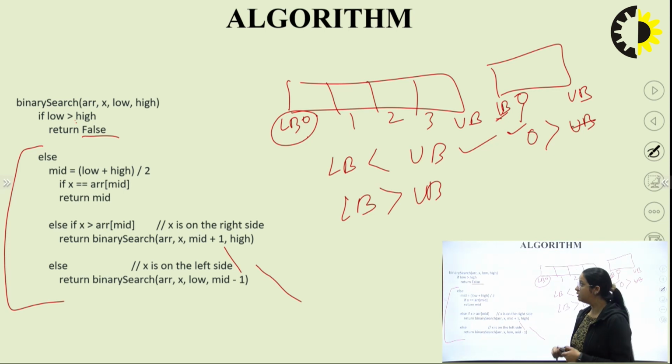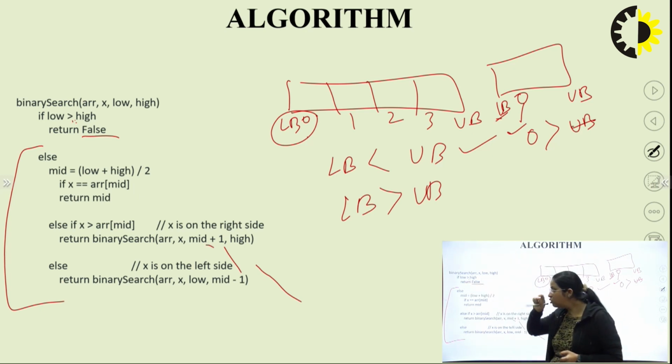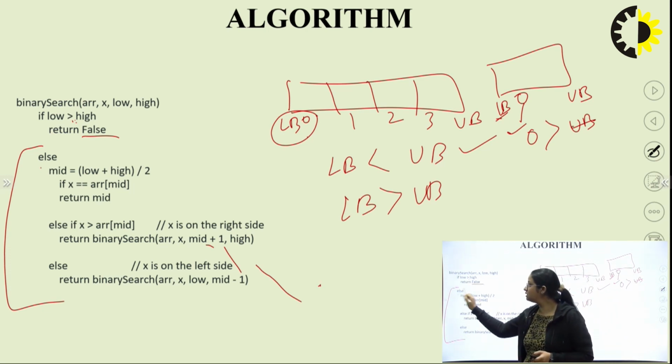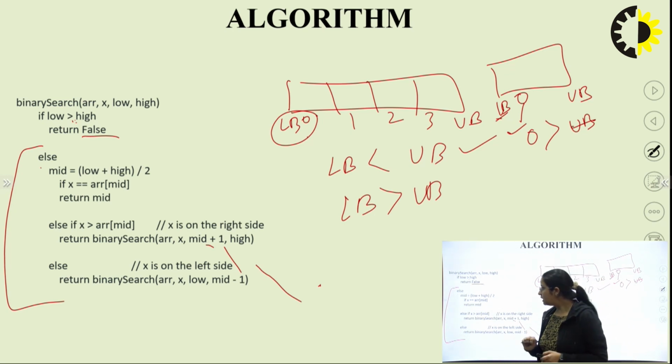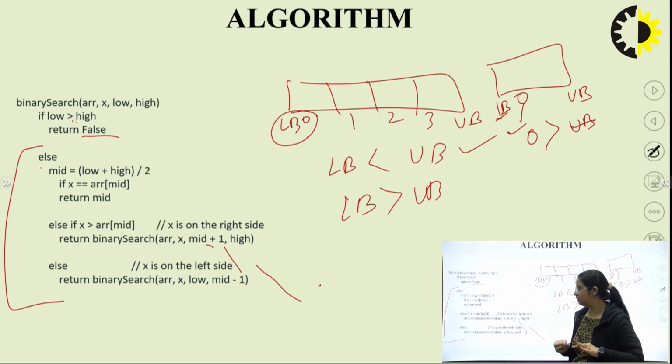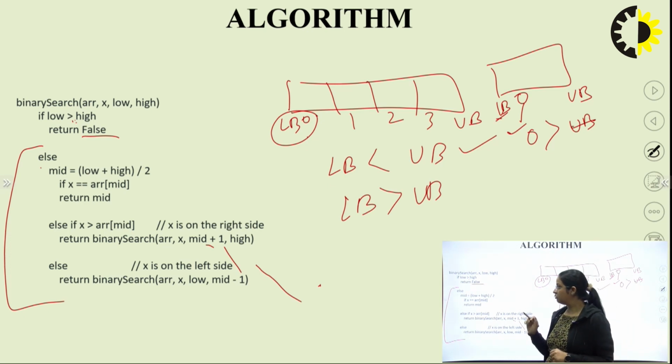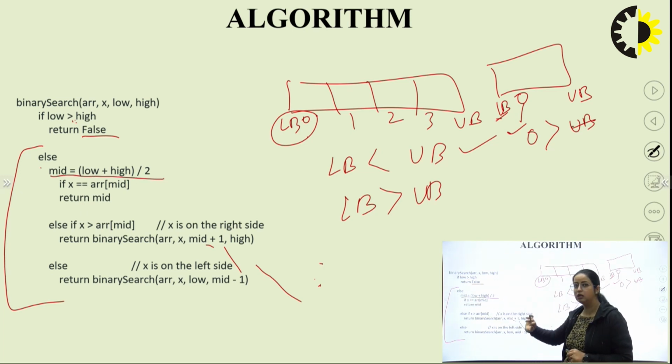But if this condition is false, that means the lower bound is not greater than the higher bound, then we execute the else part. In the else part we have three cases, which I have already discussed in the previous slide. Before that, we have to calculate the midpoint, which we have already calculated.